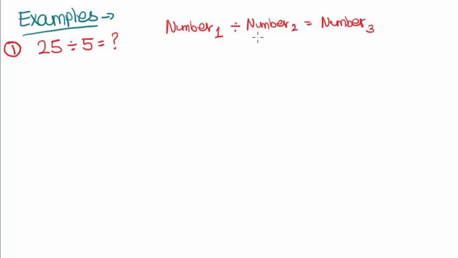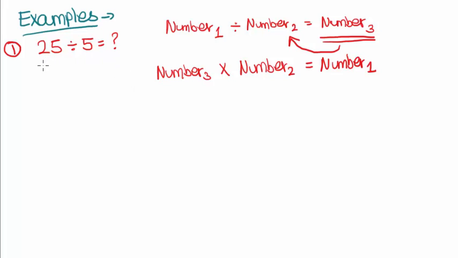What you need to do now is to figure out some number 3 that when you multiply it with number 2 gives you your first number. So what I mean is this over here. Therefore, in order to find the answer to 25 divided by 5, you need to figure out some question mark so that when you multiply it with 5, you get the original 25. So basically, what number do you need to multiply 5 by to give you 25?